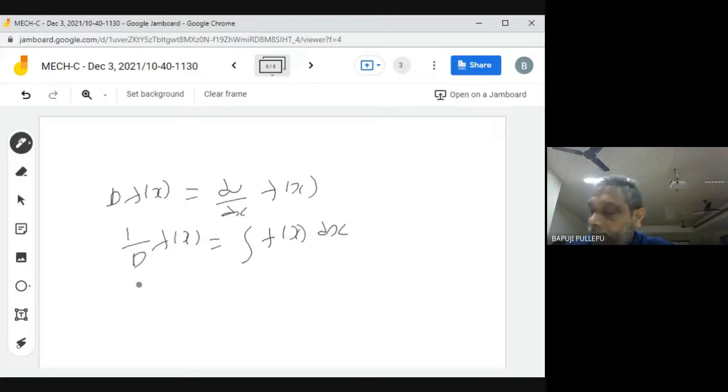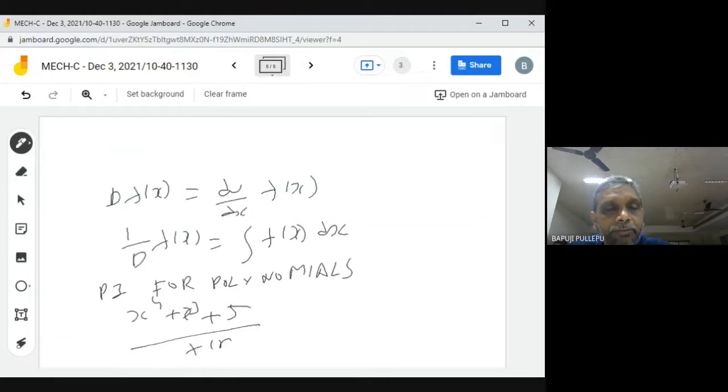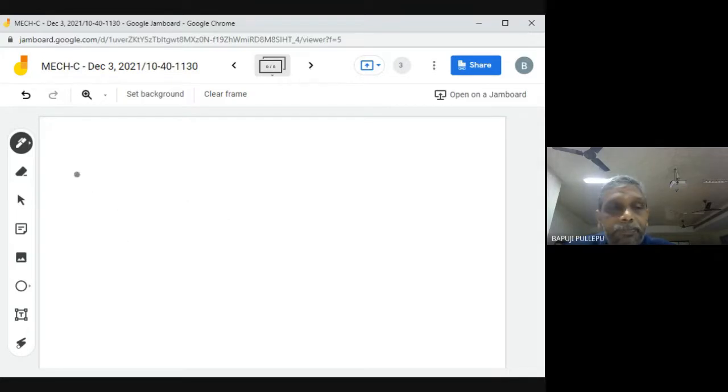Okay. Next, what have they done? Pi for polynomials. Polynomials means you may have something like x power 4 plus x cubed plus some 5, by f of D. So how will you prepare the denominator? Tell me. Polynomial means you can prepare the denominator as 1 plus or minus something, f of D. Correct? This you can prepare. Maybe the polynomial is x power 5 plus something.